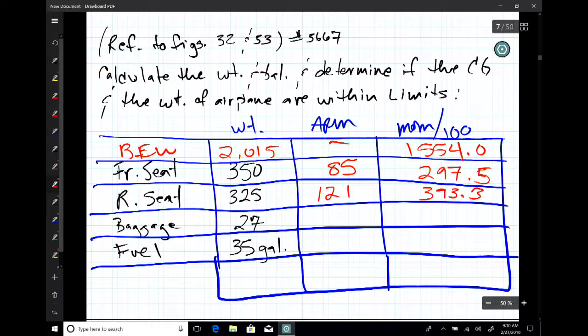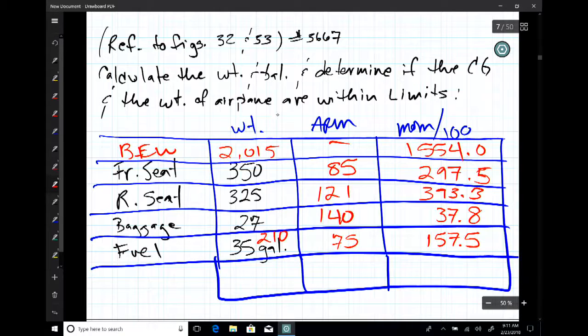The baggage, 27 pounds times an arm of 140. Divide that by 100, you get 37.8. And then our fuel. Fuel, that's going to be in the mains, 210 pounds, 35 gallons times 6 is going to be 210. Times that, 75 inches, divide that by 100, 157.5.